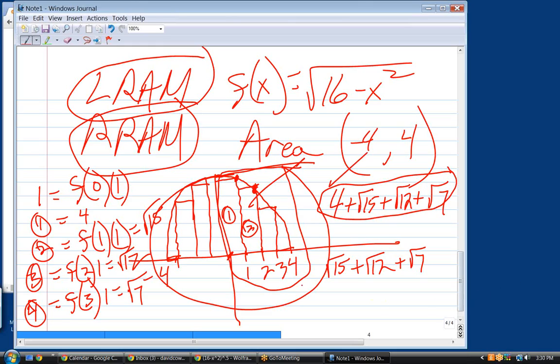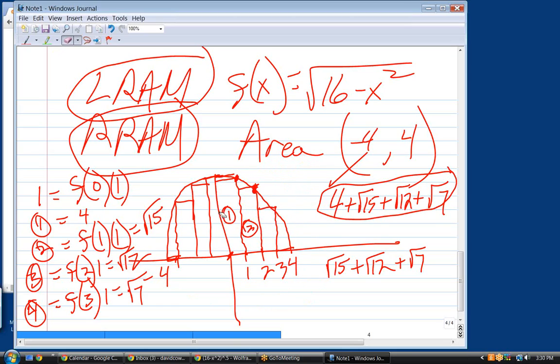There's also mid-ram. Have you studied mid-ram yet? No, but isn't that what you just used? Mid-ram, what would the height of the first rectangle be using mid-ram? F of what? F of 0.5. F of 0.5, exactly. In other words, there's your first rectangle right there. Its height is going to be F of 0.5. It's going to look like that.